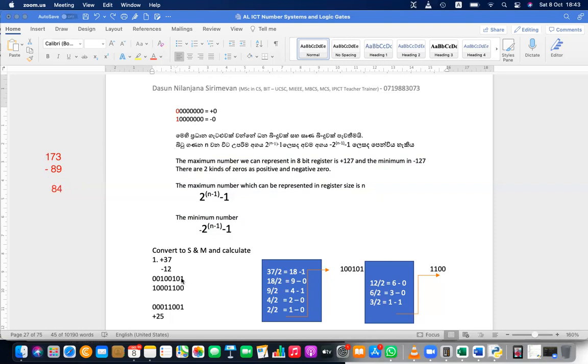Similarly, you have to do here also. 1 minus 0 is 0. 0 minus 0 is 0. 1 minus 0 is 1. 1 minus 1 is 0. 0 minus 1 is... 100 minus 1 is 11. 100 minus 1. 100 minus 11.